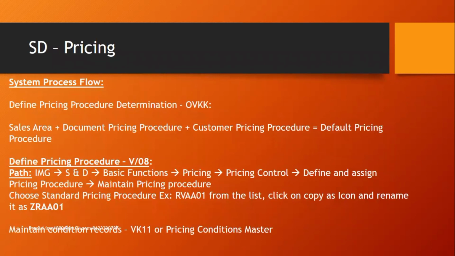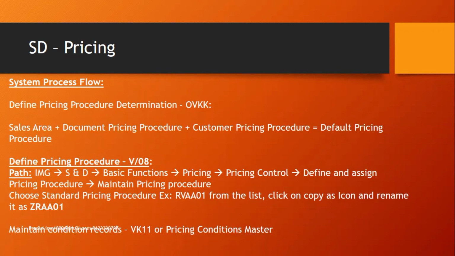So in the system, how does the process flow, how does the system follow the process? Here, first we are going to do the pricing procedure determination after the completion of the entire process, like condition tables, access sequences, and condition types, and then we will be assigning this determination procedure. I have shown you in the system by using the transaction code OVKK, or we have a path also in the system which we can use, and then we can determine the pricing procedure.